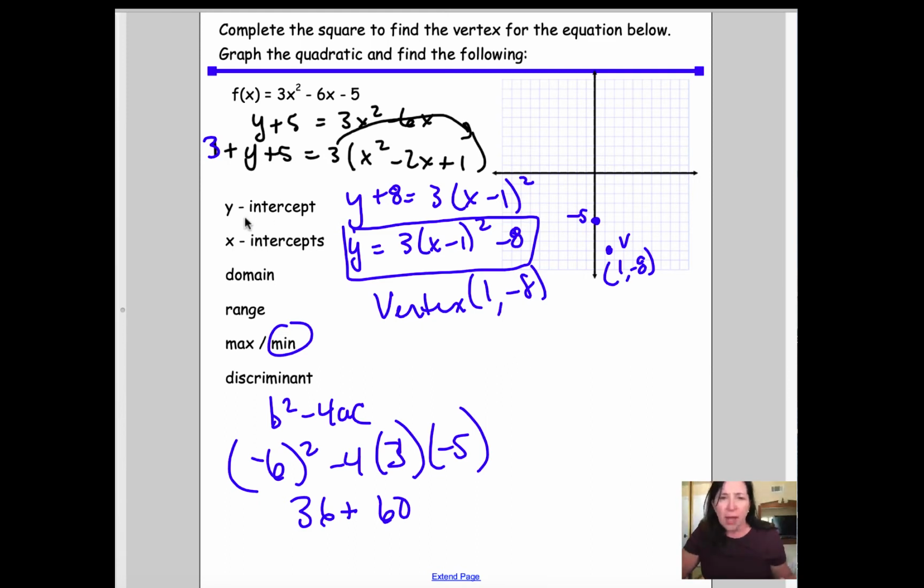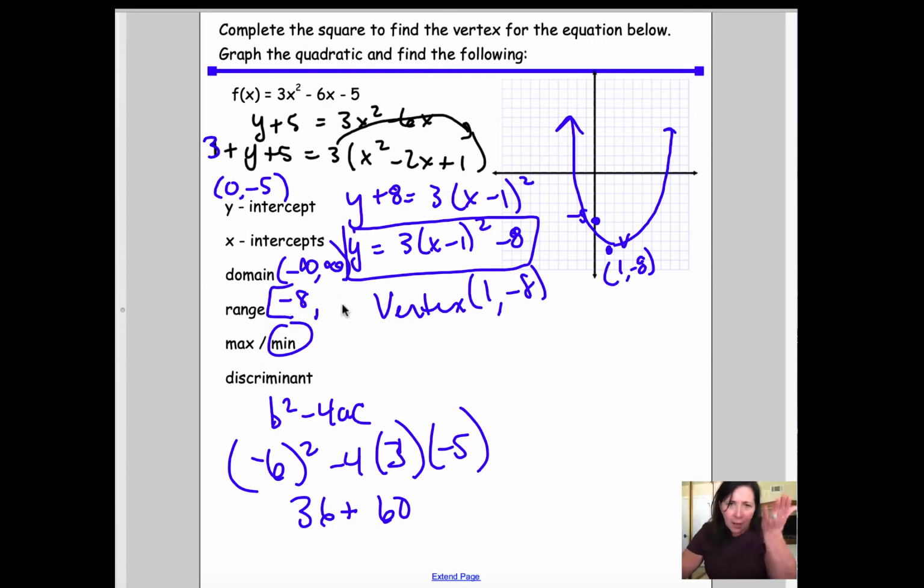So we did the y-intercept. That's at parentheses 0, negative 5. We haven't done our x-intercepts yet. Domain, I haven't done yet, but we know our graph is going to look like this. So we know that actually the domain will be negative infinity to infinity. I know my range is my lowest point, which will be negative 8, up to infinity, parenthesis. So we know all that.